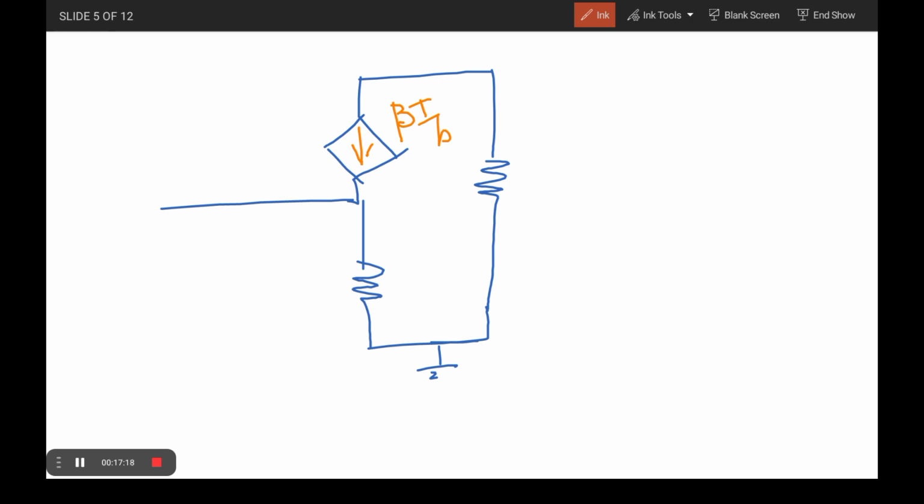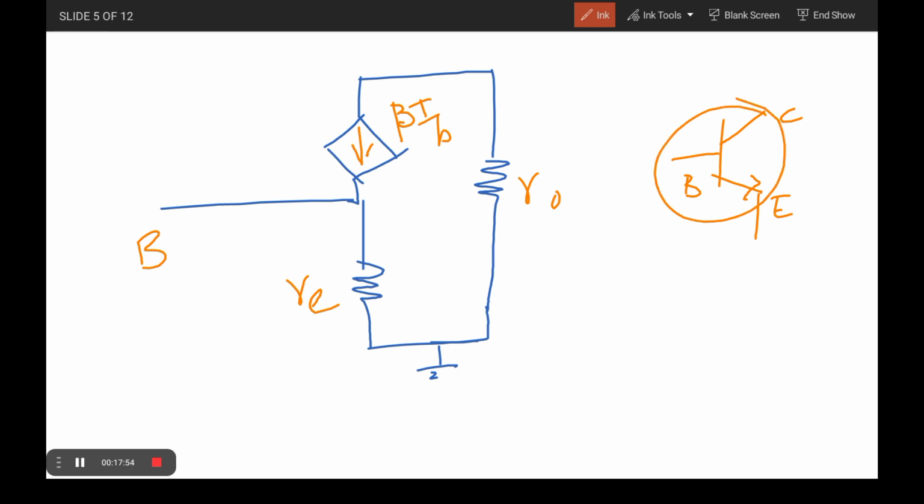This is a model for the CE configuration, from the base, emitter, and collector point of view. In this case, emitter is common, therefore this resistance is also called the RE resistance. This resistance is generally called the output resistance. So this is just a small signal model of a transistor. If you want to represent it for small signal analysis, internally this part can be represented like this.